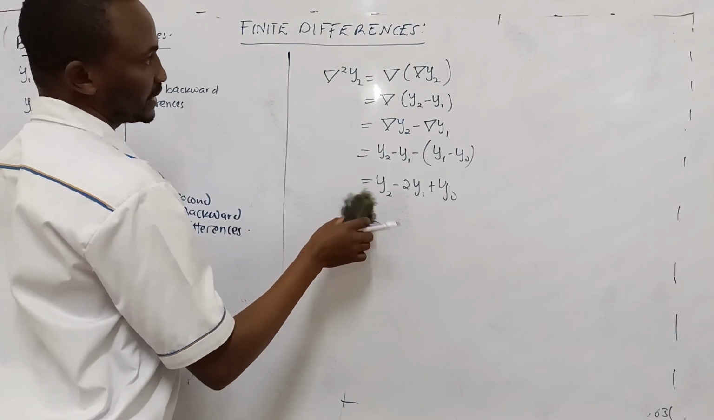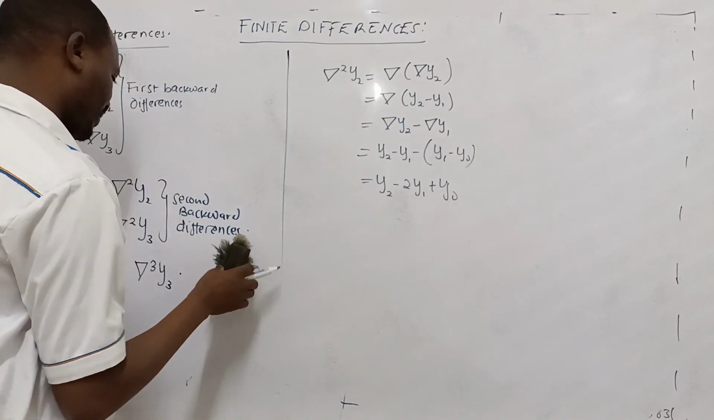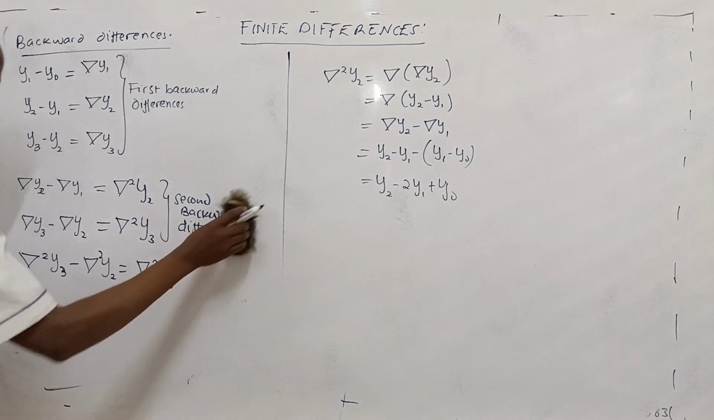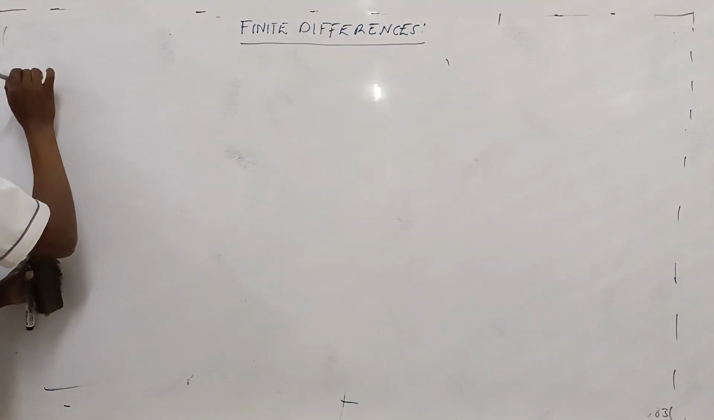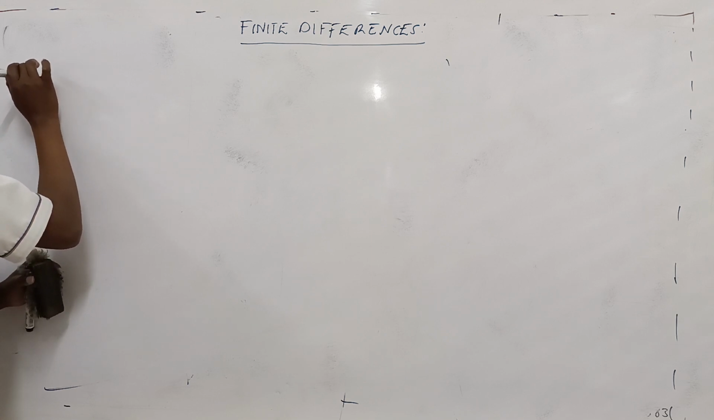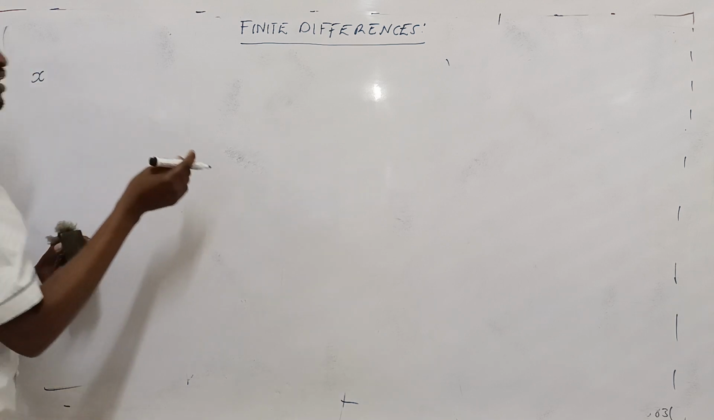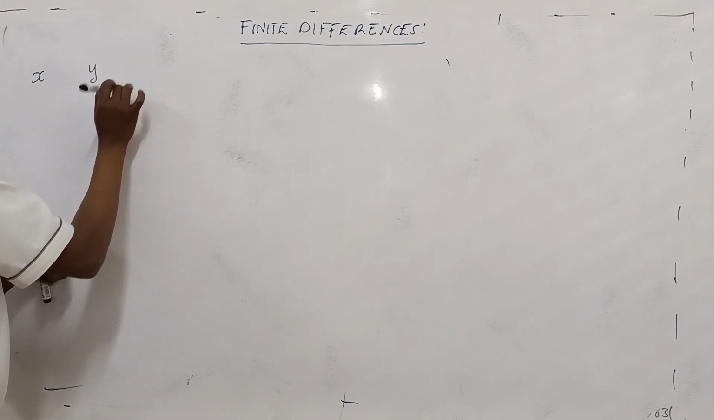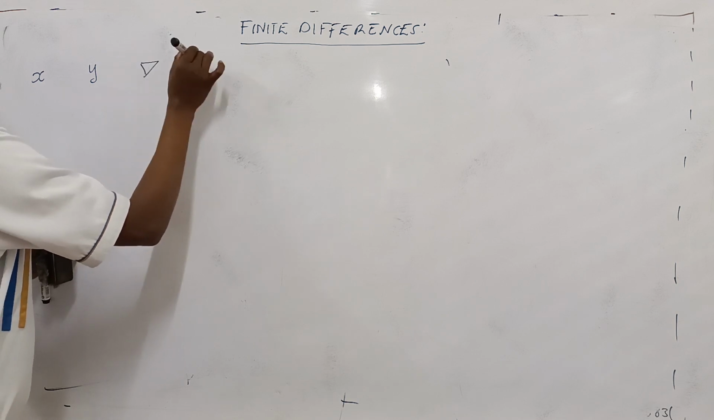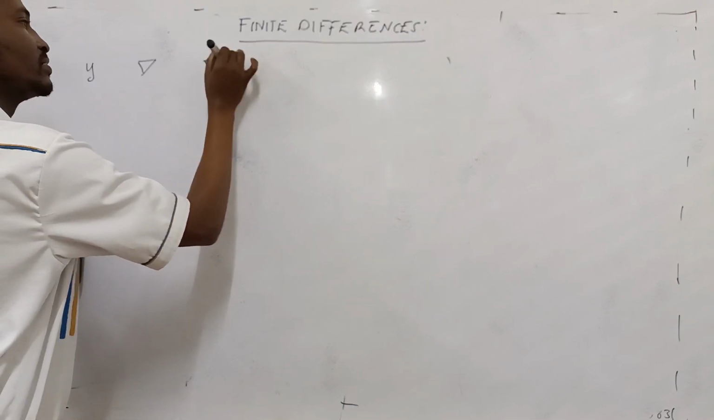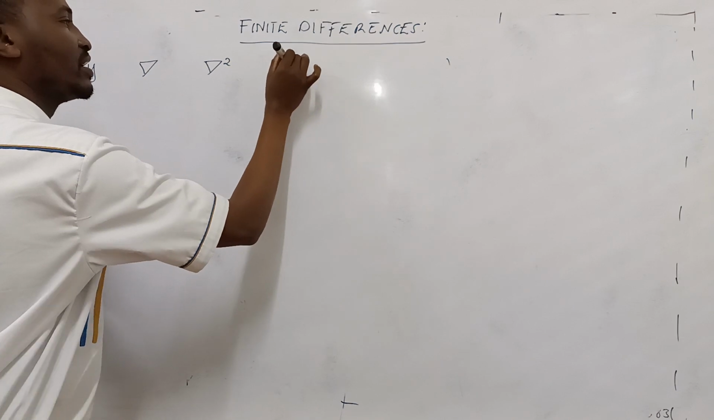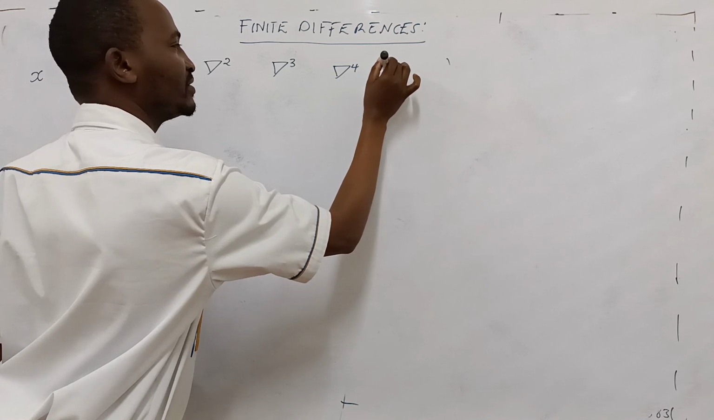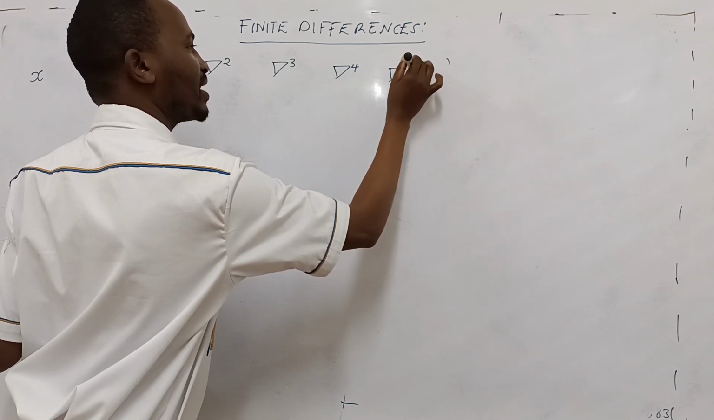But now, how can we create a finite difference table from this? Let us create a finite difference table for backward differences. The value of the argument x, remember I said the values of x are called the argument. The entry, the first backward difference, second backward difference, third backward difference, fourth backward difference, fifth backward difference.